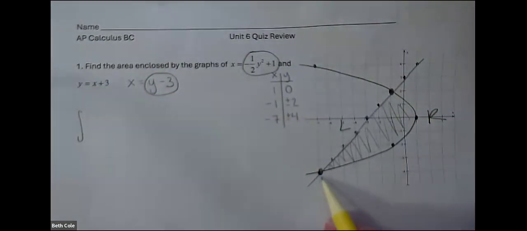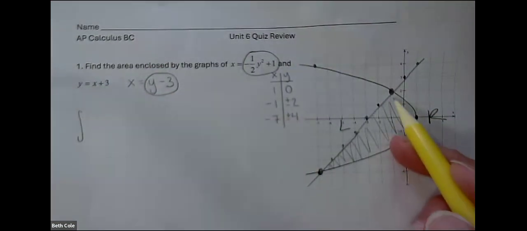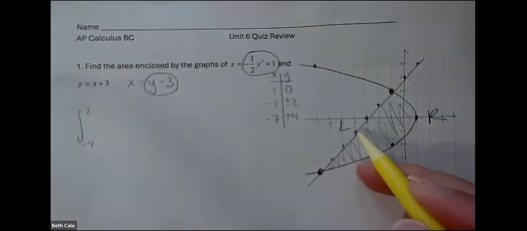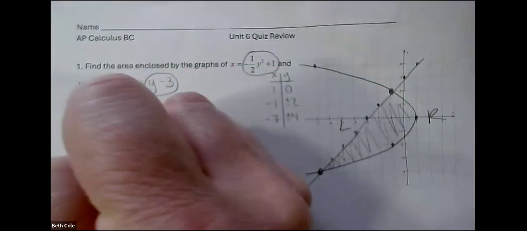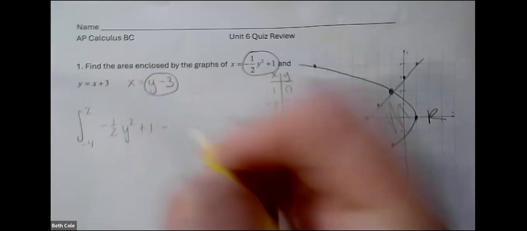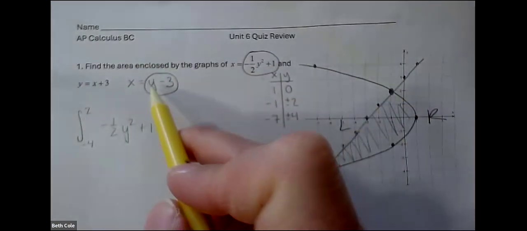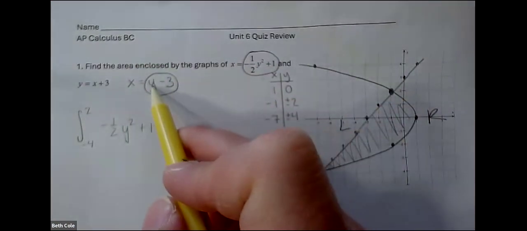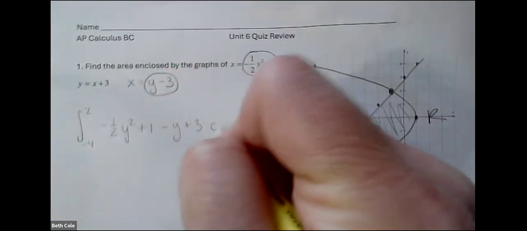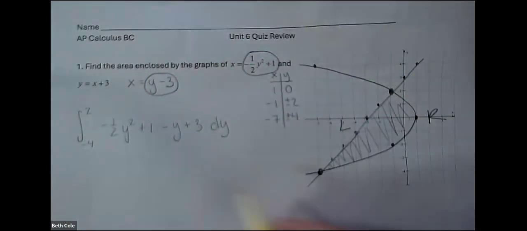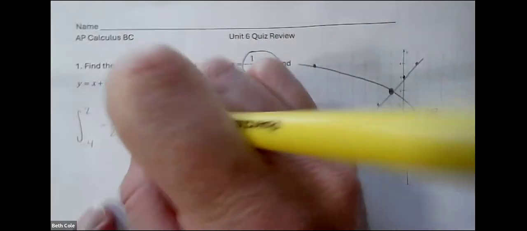I want to use y values. So this is going to go from negative 4 to positive 2. And again, right minus left. So that's going to be this one, negative 1/2 y squared plus 1 minus this one. Now you have to subtract the whole thing. So it's going to be minus y plus 3, just distributing the negative through that. I'm going to combine like terms. 1 plus 3 is going to give us 4.